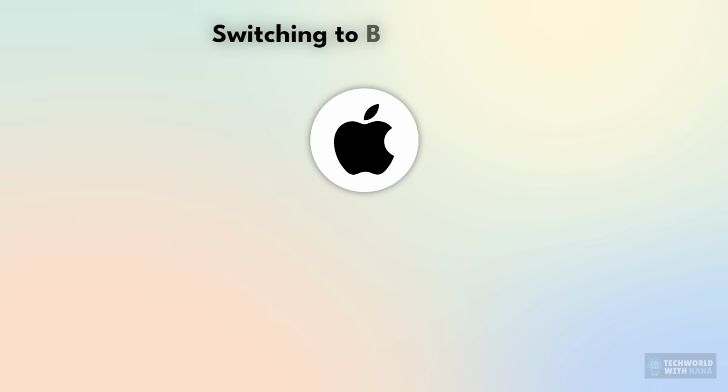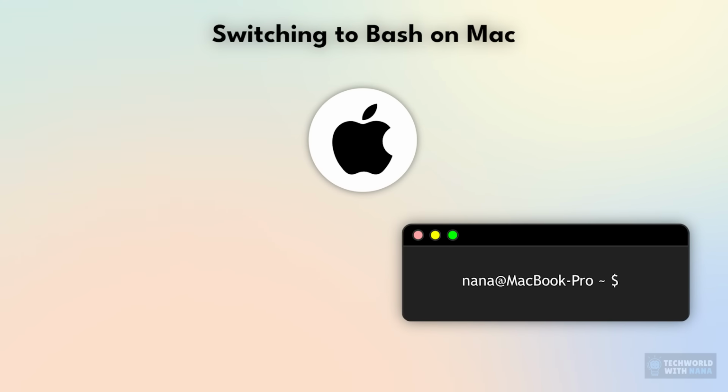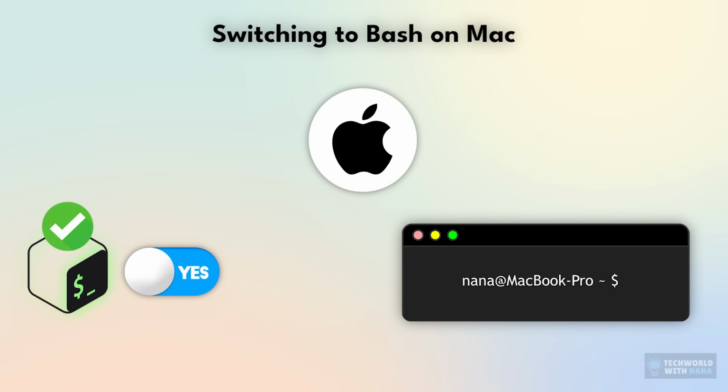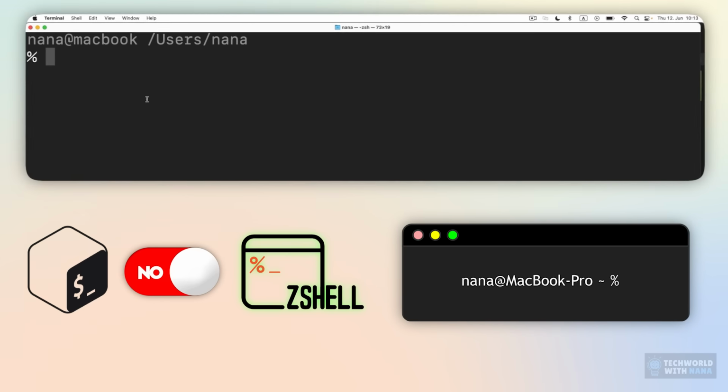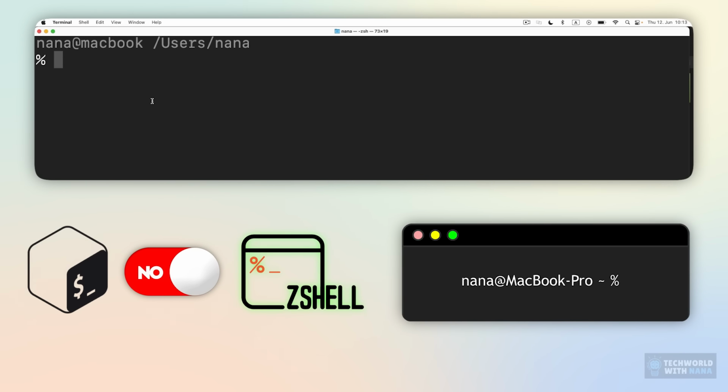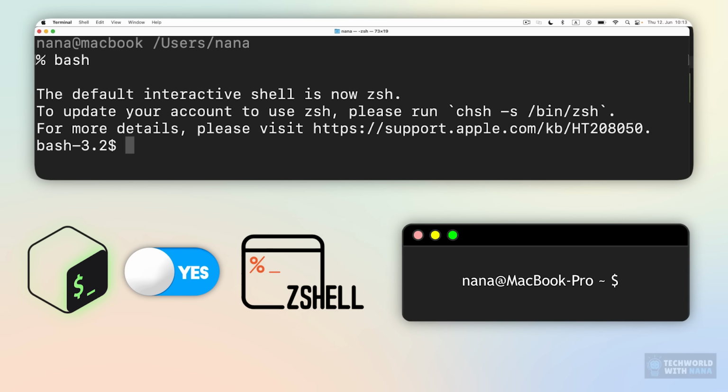If you're on Mac, like me, you actually already have bash installed, but it's not the default. So open your terminal, and in order to switch to bash, simply type out bash in your terminal, and it will switch to bash. The default, in my case, is Z shell. And now we switch to bash.